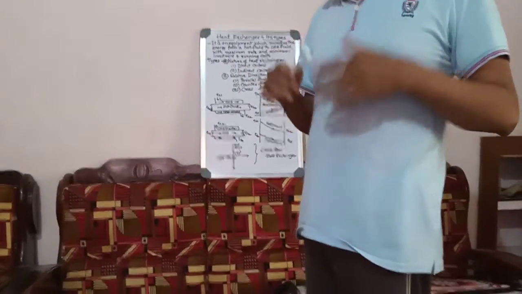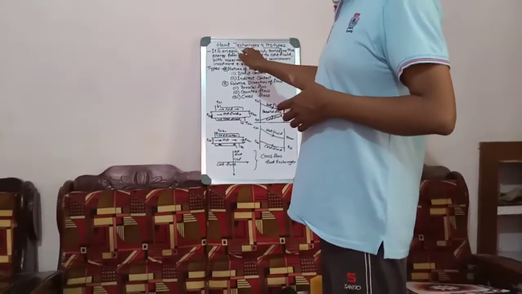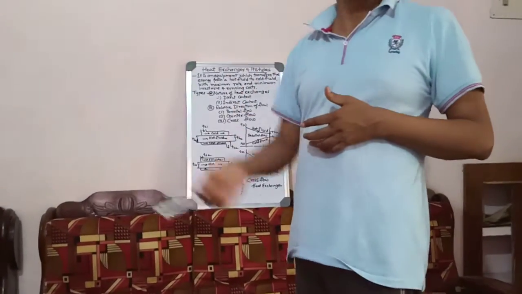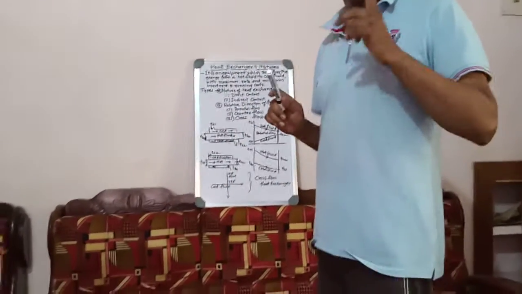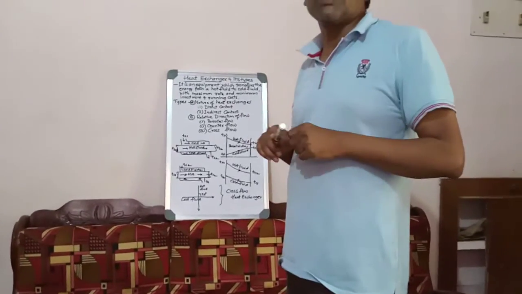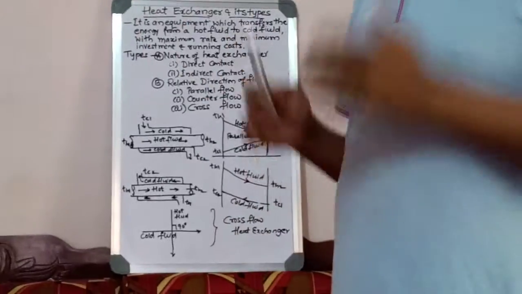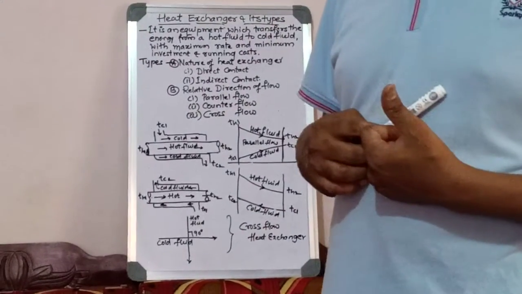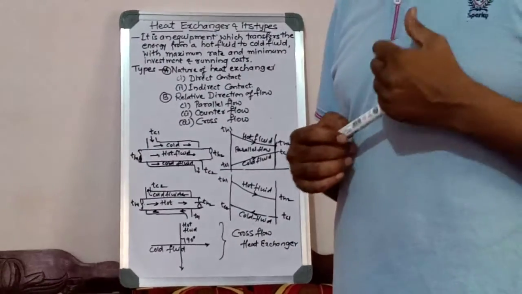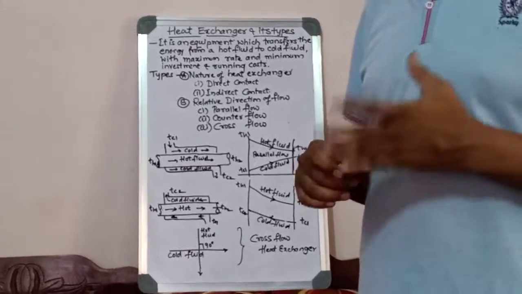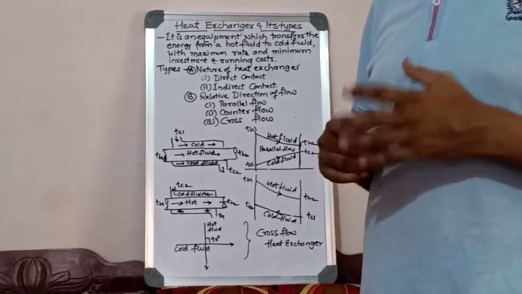Usually the student will get stuck there. They will only write, it is an equipment which transfers the energy from hot fluid to cold fluid. The sentence ends there itself. It is not like that. They have to continue with maximum rate of heat transfer and with minimum investment and running cost. That is the complete definition. Then only we will get full marks for that. So that is very important. Some definitions should be learned by heart and completely written. Then only complete marks will be given.